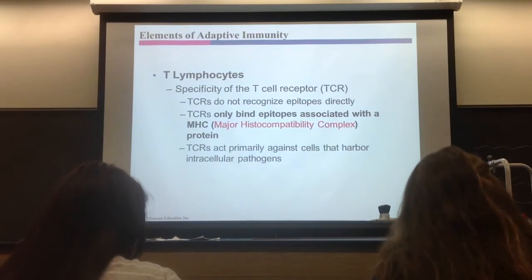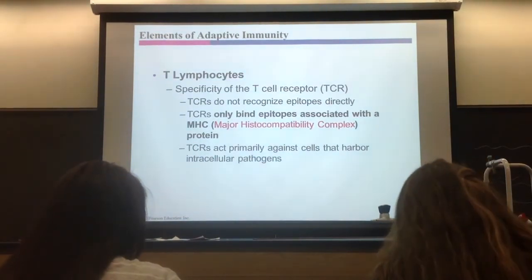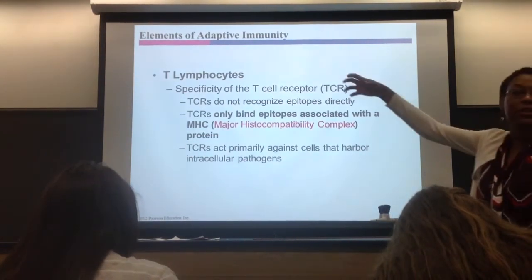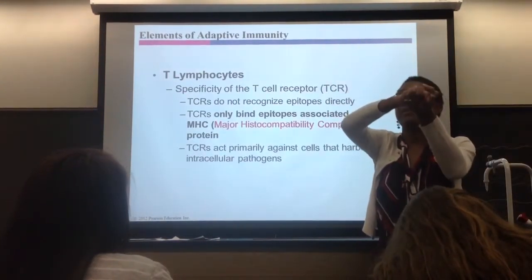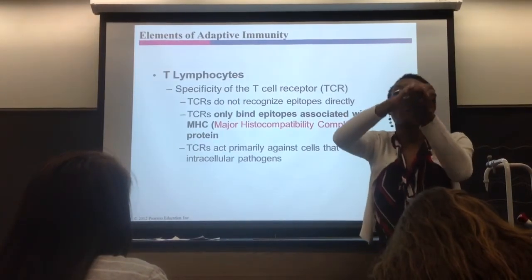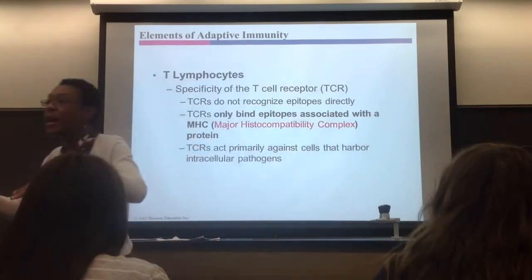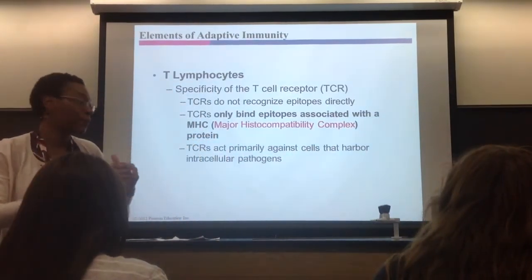Simply put, MHCs present epitopes. That's their job, right? That's all they do. MHCs present some epitope, and then you have a T cell come along with his little TCR, and they do that basically. And we'll get into what happens when that happens, right? Again, no memorization here. You really have to understand how things work, right?